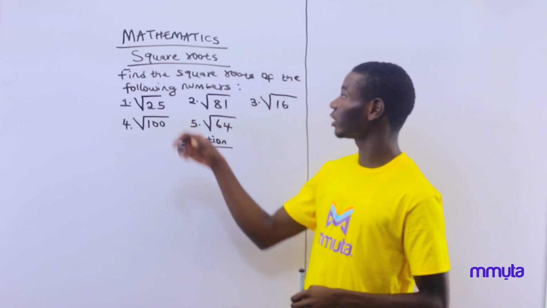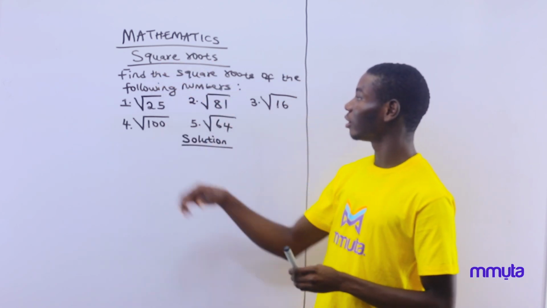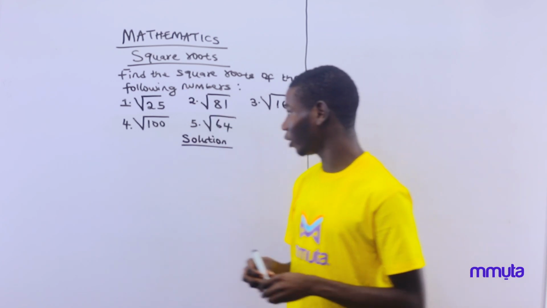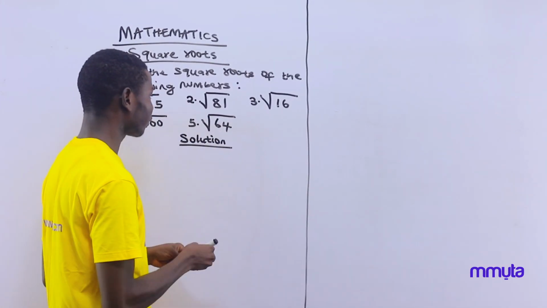Hello, we'll be taking square root in our today's mathematics. We have on the board, find the square root of the following numbers. Number one, we have find the square root of 25.